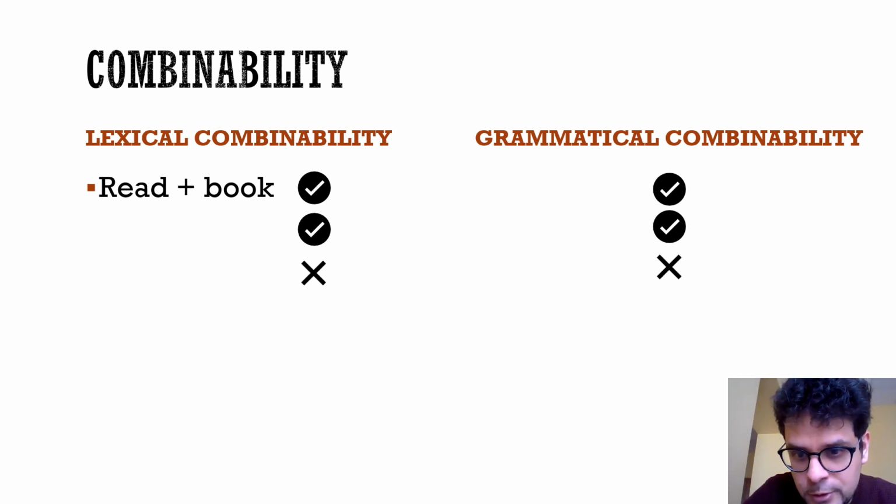For instance, to read a book, we would find the same combination basically in all languages. Scritti di kniga, leggere un libro, to read a book, leggere un libro, and so on.